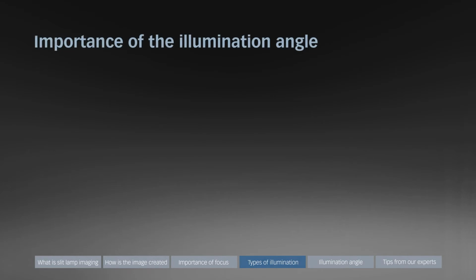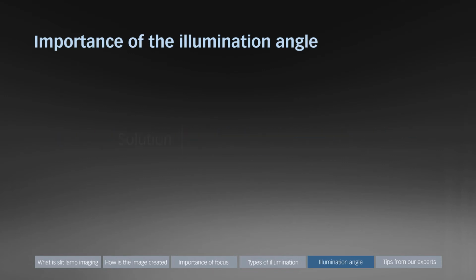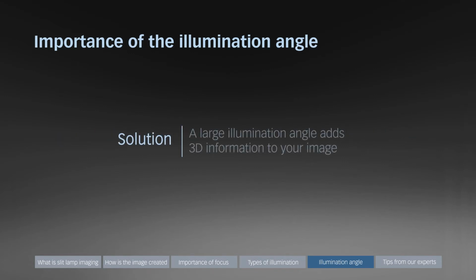This section highlights the importance of the illumination angle. The issue is that digital slit lamp imaging is static and two-dimensional, while the observation is dynamic and three-dimensional. A solution to overcome this issue is to use a large illumination angle. A large illumination angle adds 3D information to your image.